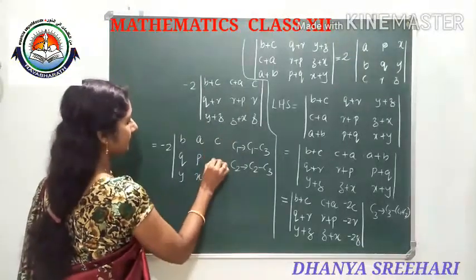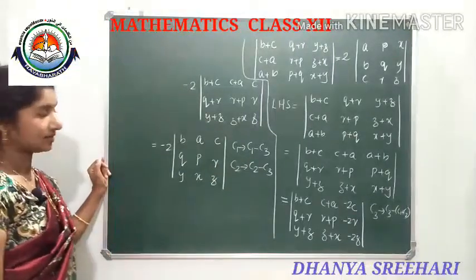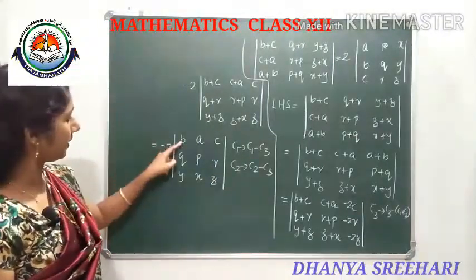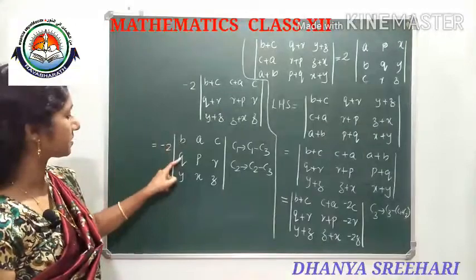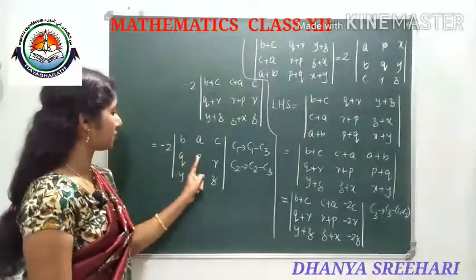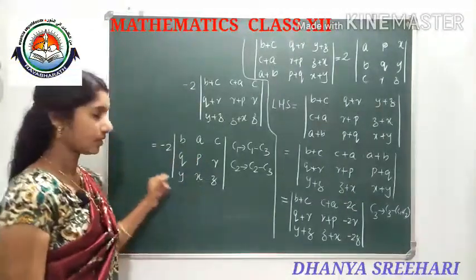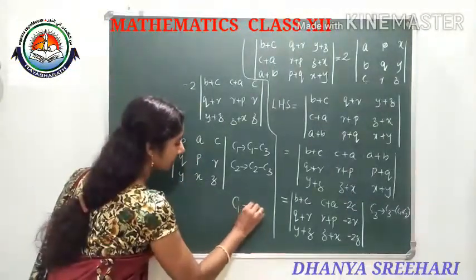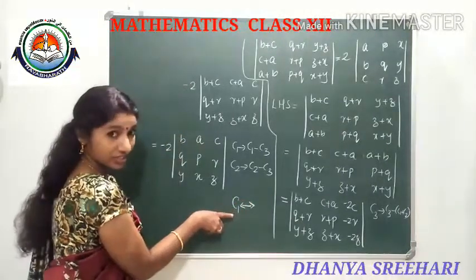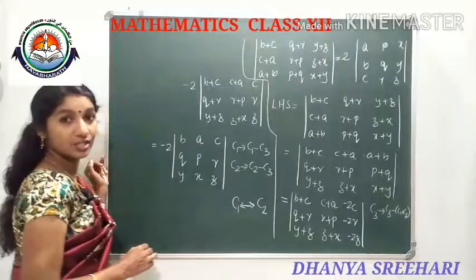Then this is C, R, Z. So we got like this. And see, B, Q, Y is coming in the first column, and there it is in the second row. So we can interchange these two because we need A, P, X as first. Okay, so C1 interchanging with, see this notation, C1 and C2 interchanging.